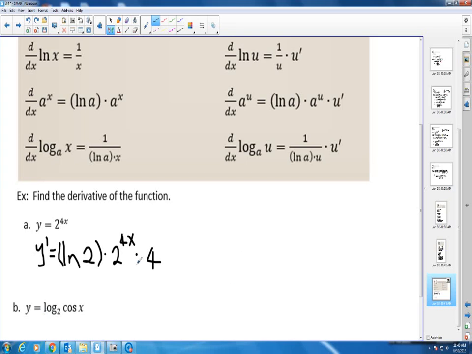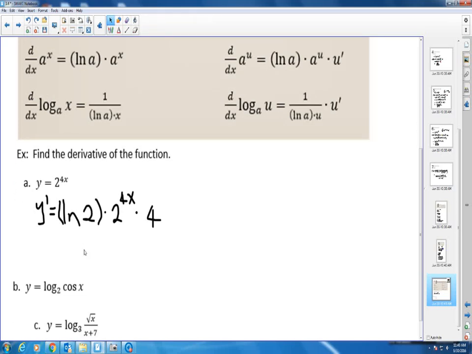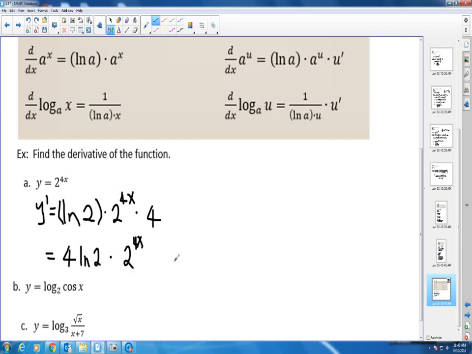Alright, so don't go crazy now. Don't literally take the 4 times the 2, because the exponents are different, you can't multiply them. Instead, natural log of 2 is a constant, so we're going to put the constant part together. So that will be 4 times natural log of 2, and then times base 2 to the 4x. Okay, we'll write it like that. And I can put this in the parentheses right here just to show you that that's the constant part of the answer.